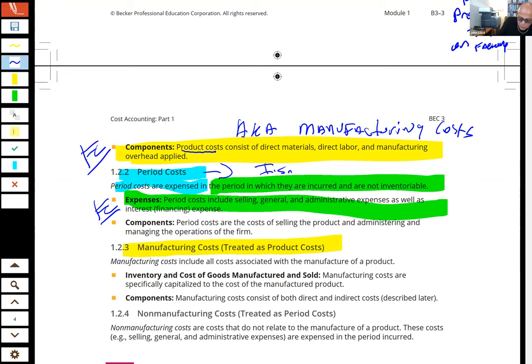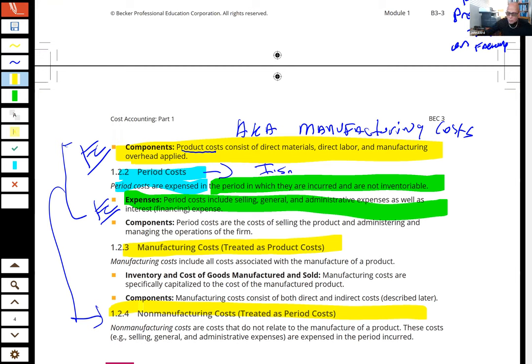Our period costs, our selling and administrative expenses and whatnot, are considered non-manufacturing costs. Here we go again. Now we are using a different term to describe something that we call period costs, but we can also call them what? Non-manufacturing costs. So non-manufacturing costs, period costs, they are going to be expensed in the period incurred. And then we have our product cost. Our product costs are direct materials, direct labor, and manufacturing overhead. They sit on the balance sheet until we sell those items, those products, and then they go to cost of goods sold.